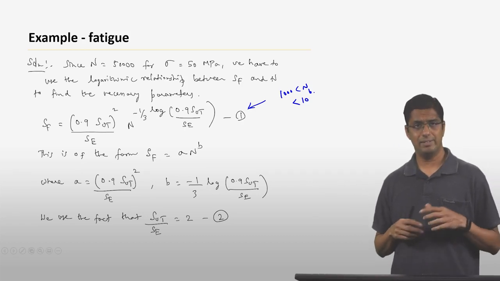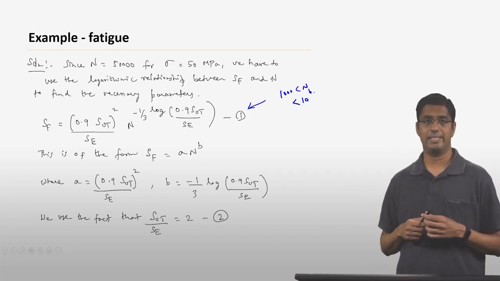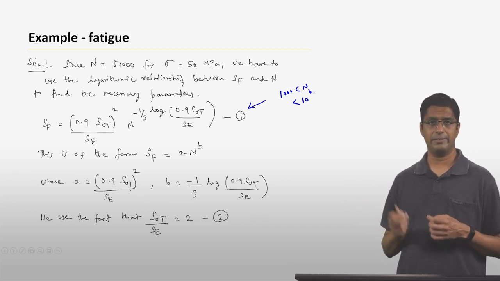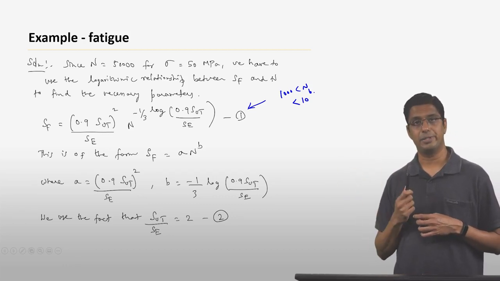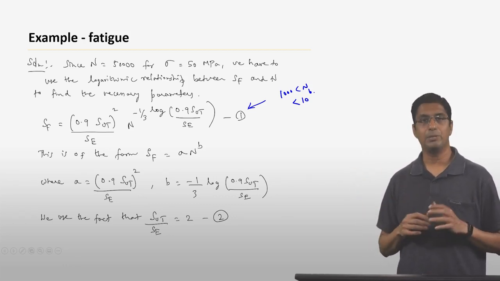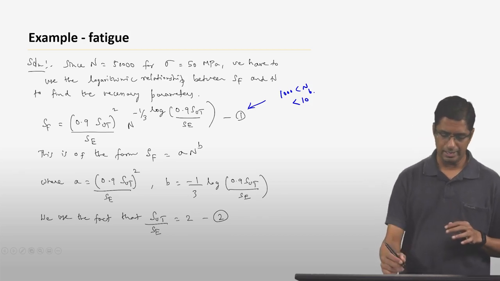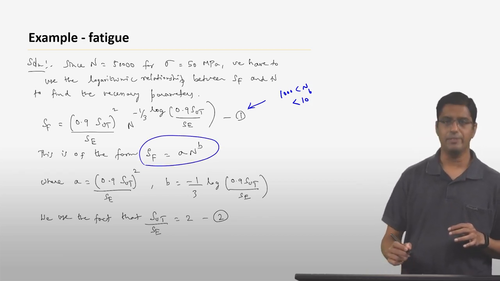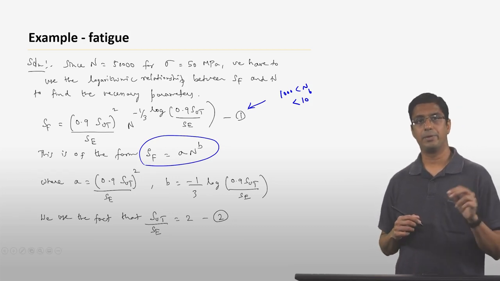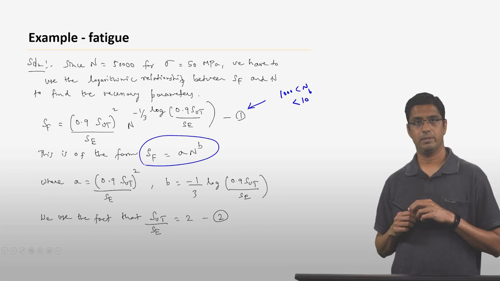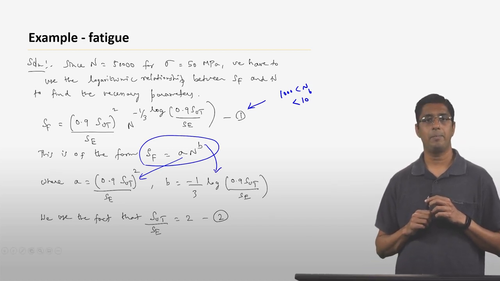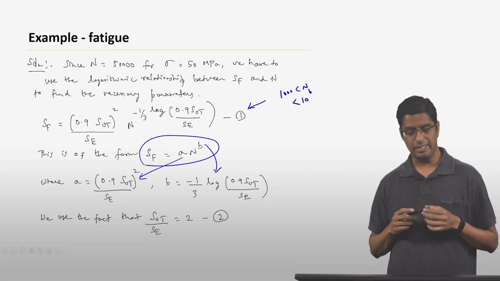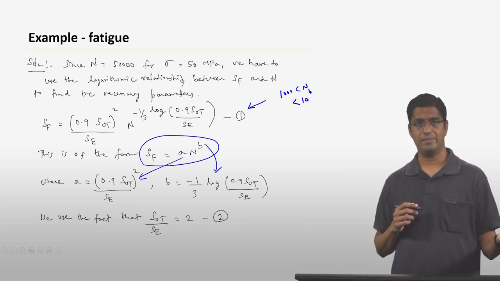Now, if you look at this logarithmic relationship, it says SF is 0.9 SUT the whole square divided by SE times N to the minus 1 over 3 logarithm of 0.9 SUT by SE. If you don't get too bothered by the form, essentially you figure out that this SF is of the form SF equal to A times N to the power B, where A is given by this factor here and B is given by that factor there. Now essentially using this particular equation, you can get a relationship between SF and N.